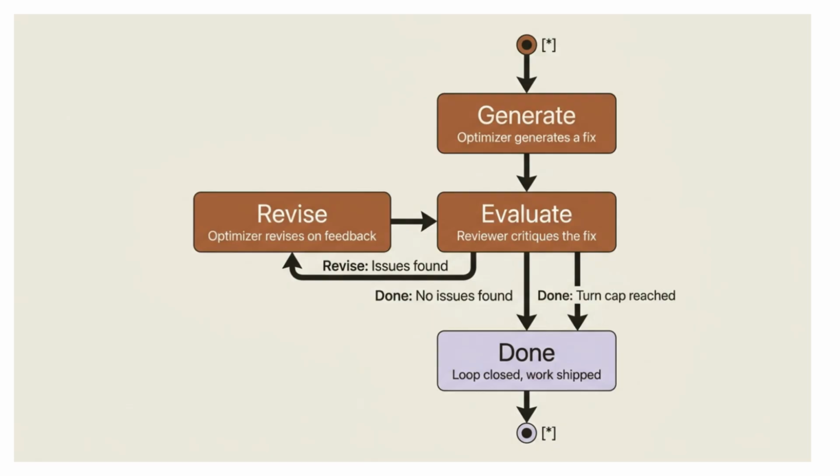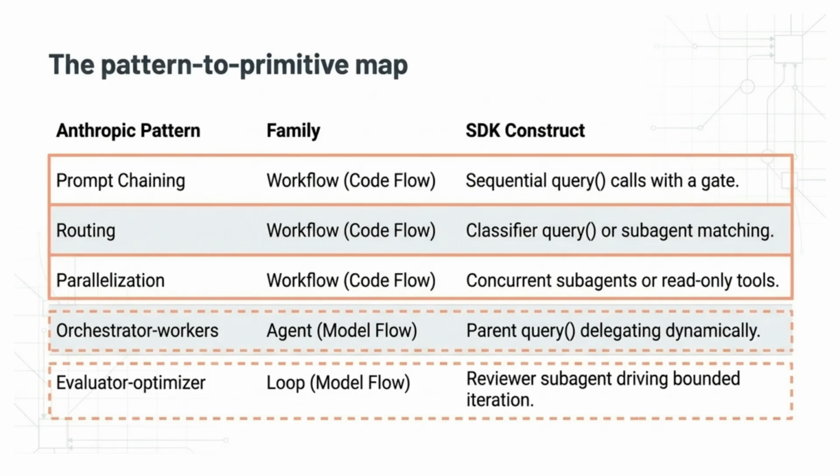This is shown in Python only and deliberately schematic. The run query helper stands in for your own query wrapper because the shape is the point, not the plumbing. Generate, evaluate, revise, bounded by a loop you own. A turn cap is what keeps the loop from running forever. You can also let a single agent run this internally with a reviewer subagent, which trades your explicit control for less code.